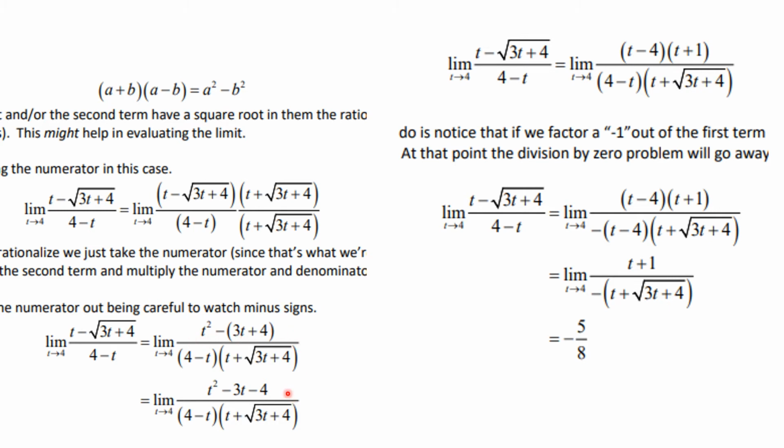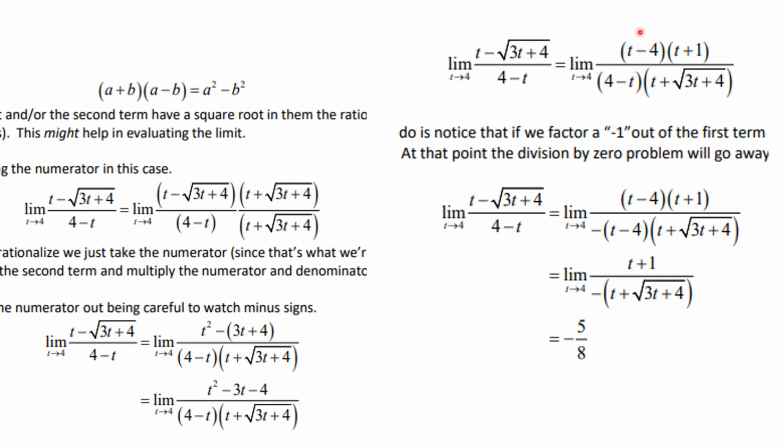and I get that the numerator is t squared minus 3t minus 4. Now that will factor, so I factor the numerator and I get this. Now I don't have exactly a common factor, but I have almost a common factor because t minus 4 is 1 times the quantity 4 minus t.